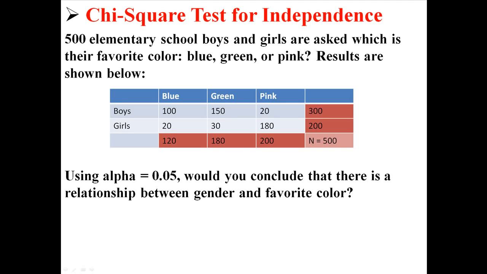500 elementary school boys and girls are asked which is their favorite color, blue, green, or pink, and below we have the results. Now, using an alpha level of 0.05, would you conclude that there is a relationship between gender and favorite color?